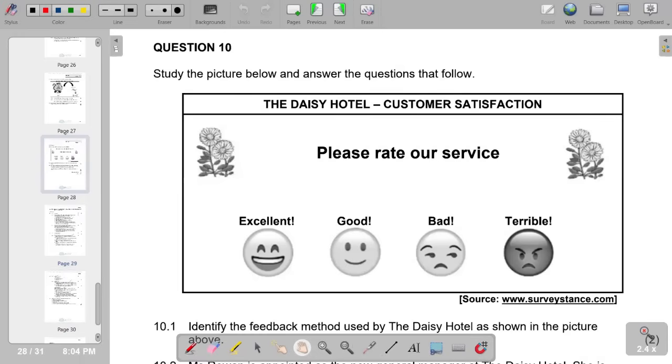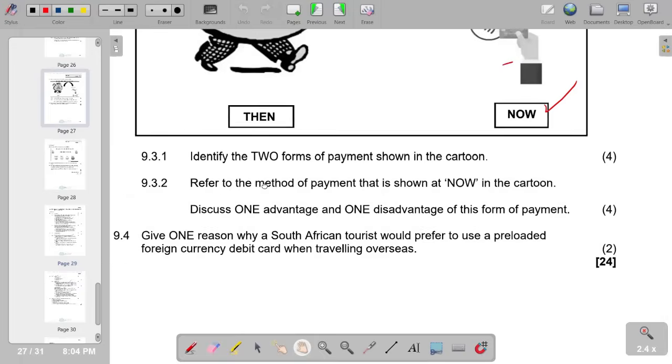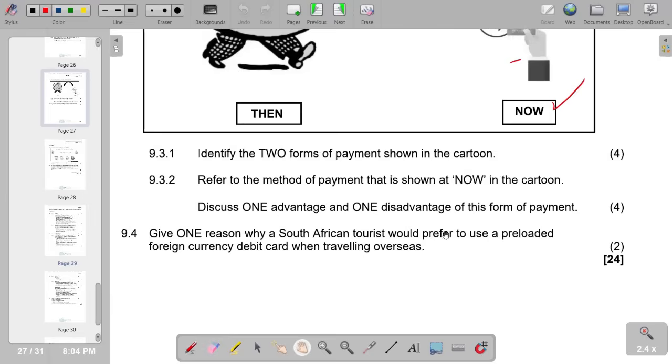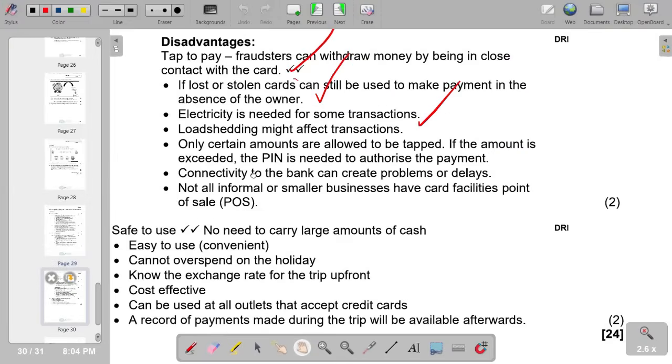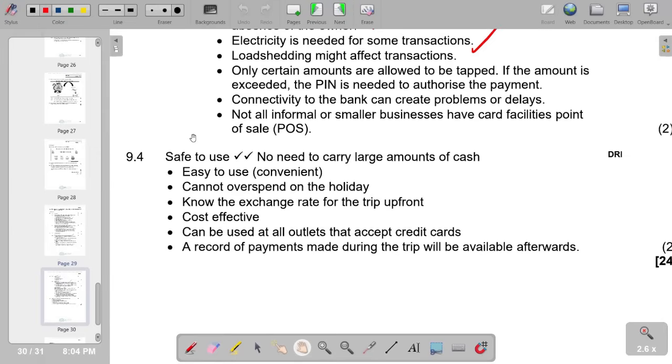So moving on to 9.4, give one reason why a South African tourist would prefer to use a preloaded foreign currency debit card when traveling overseas. So you'd see that in that case, it is safe to use, no need to carry large amounts of cash, easy to use, which is convenient.